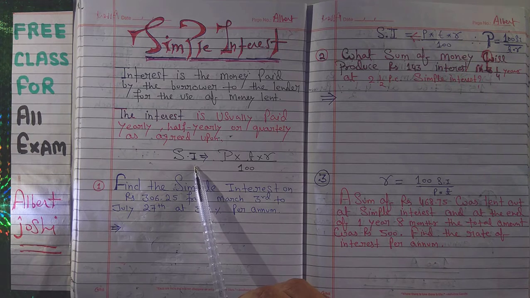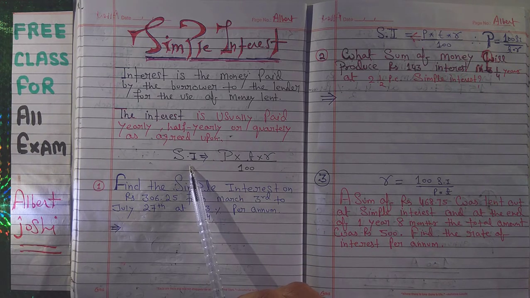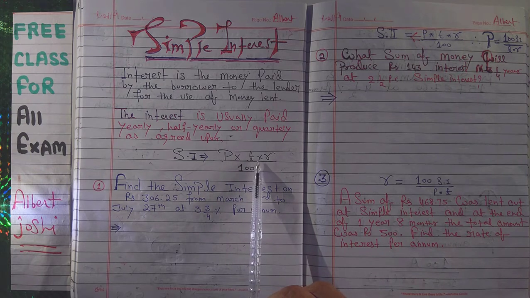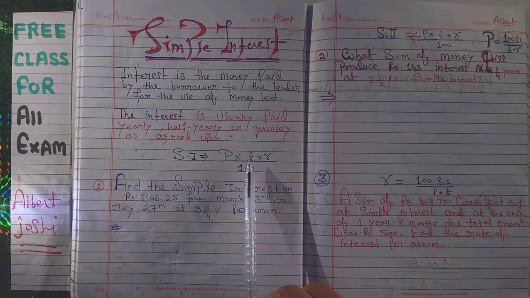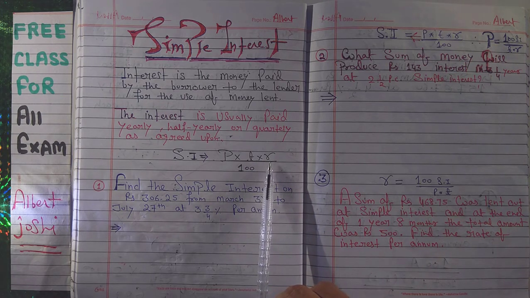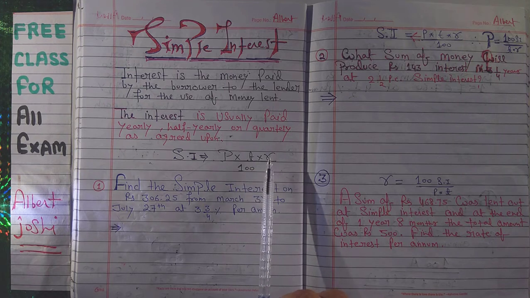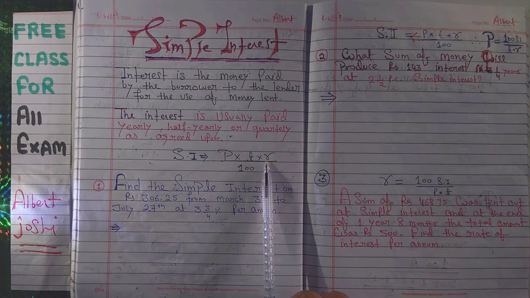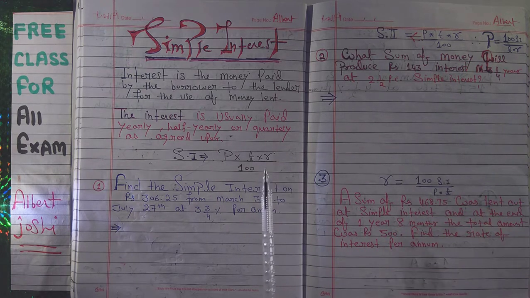So this is the simple definition, and the formula of simple interest is P into T into R upon 100, where P is the principal, T is the time and R is the rate. The interest is of two kinds. One is the simple interest and second is the compound interest. For the compound interest we will talk after some time.